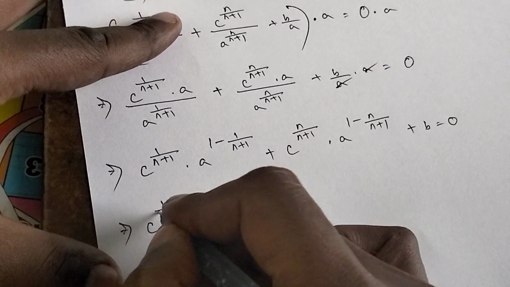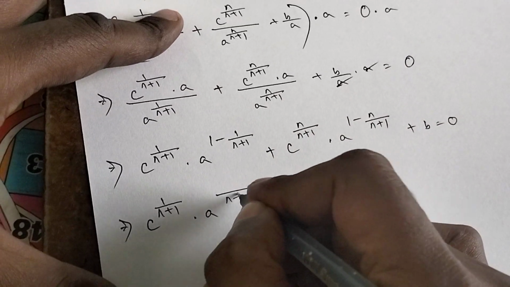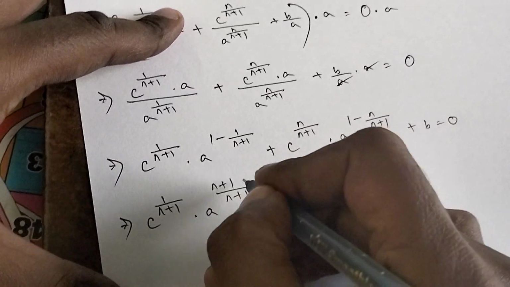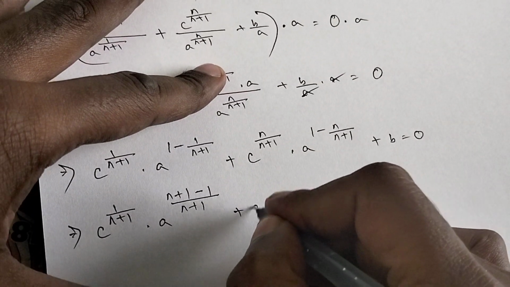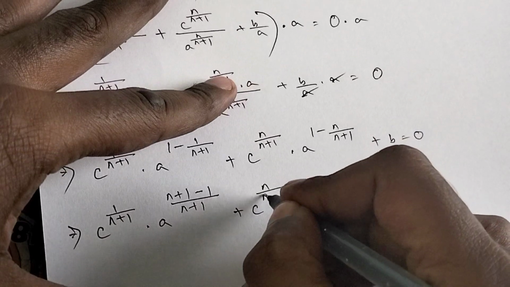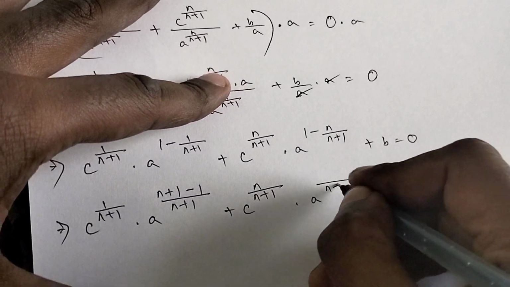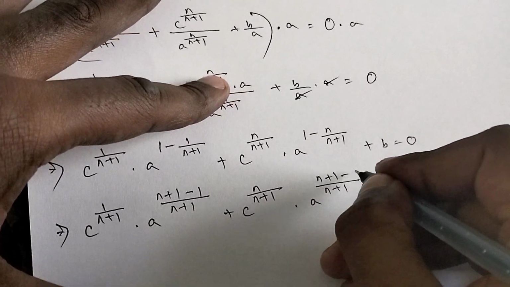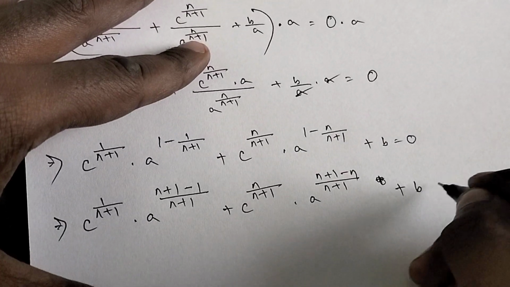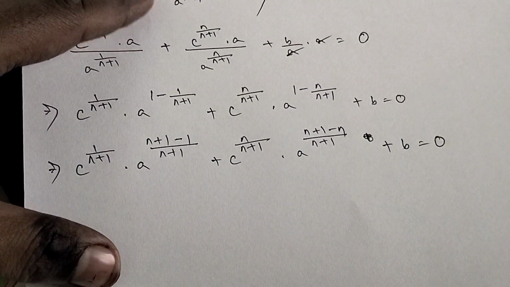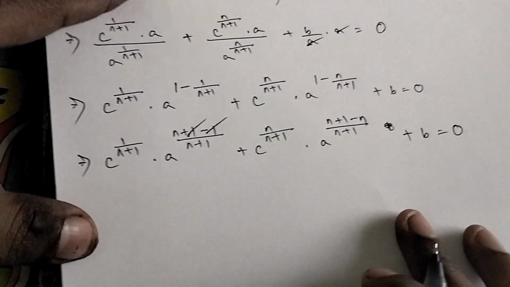c to the power 1 by n plus 1 into a to the power n plus 1 minus 1, plus c to the power n by n plus 1 into a to the power n plus 1 minus n, plus b is equal to 0, right? So plus 1 minus 1 will get cancelled. Okay.